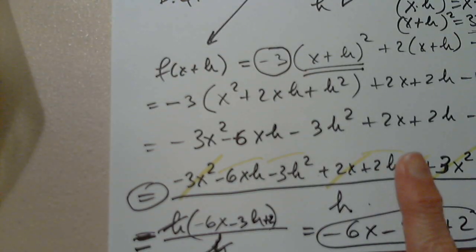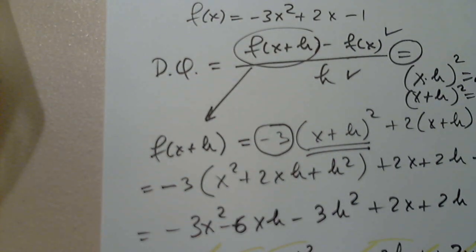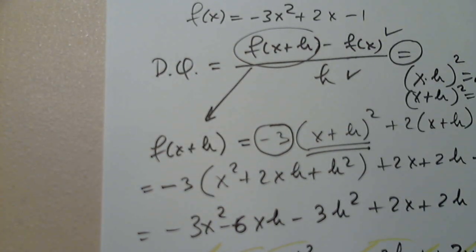So please make yourself a note that a binomial squared is 3 terms, please. Good. Next question.